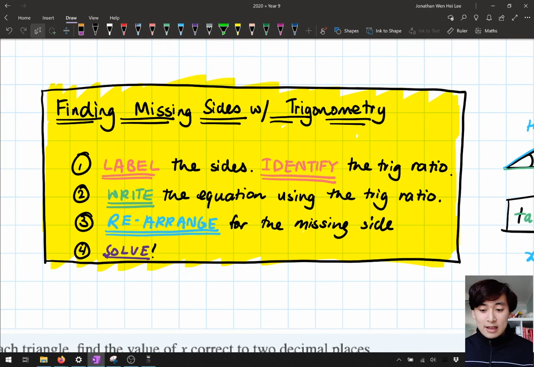Can I get you to write these 4 steps in your books so that you have a record of it and so you can refer back to it as you're doing the questions as well. So please write this down in your books.